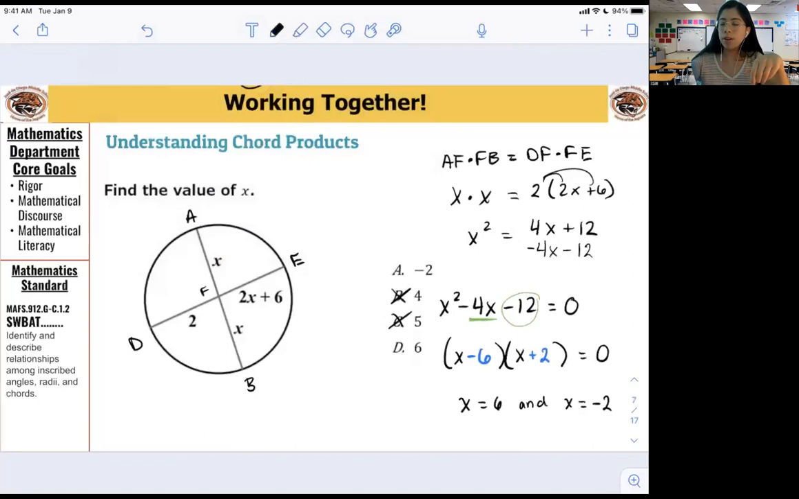Because in the real world, there's two things that are always positive: time and distance. Because time, you can't go back in time, and distance, you can't have a negative distance. That doesn't make sense in the real world. So for that reason, even though both of those numbers technically work, the right answer is D, not A.